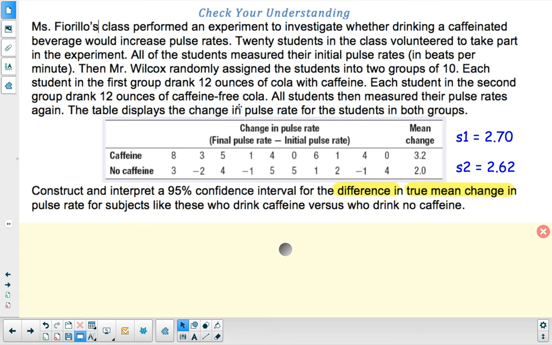Welcome to the Check Your Understanding for 10.2b. So we have an experiment with randomly assigned students into two groups of 10. Each student in the first group drank 12 ounces of cola with caffeine. Each student in the second group drank 12 ounces of caffeine-free cola. All students then measured their pulse rates again. The table displays the change in pulse rate for students in both groups.